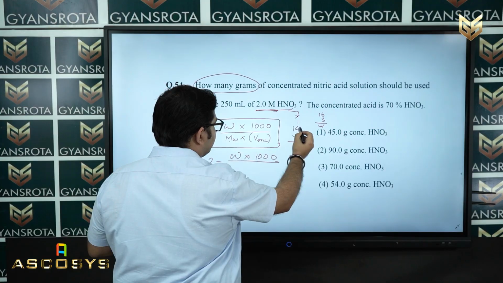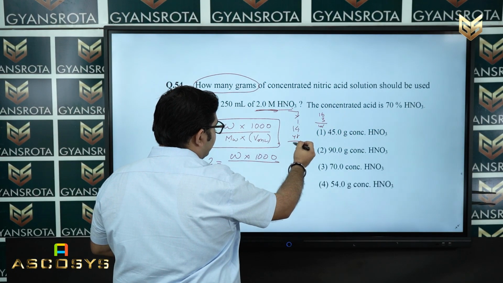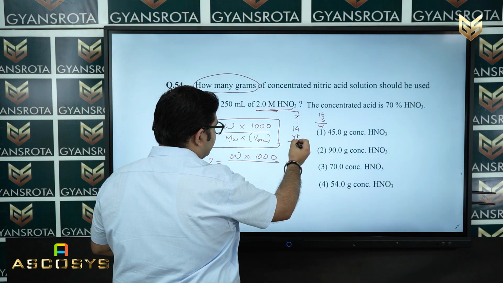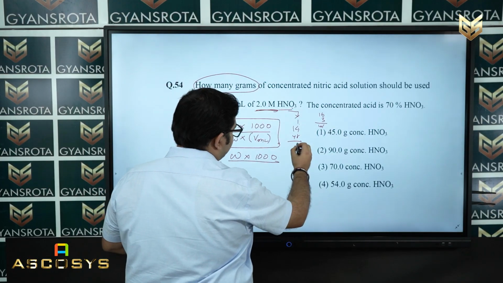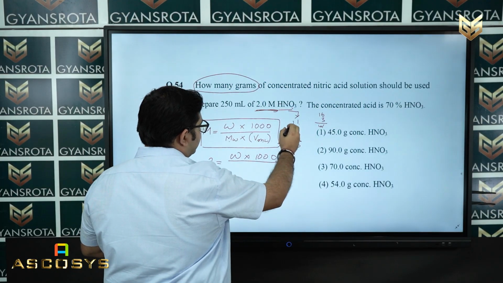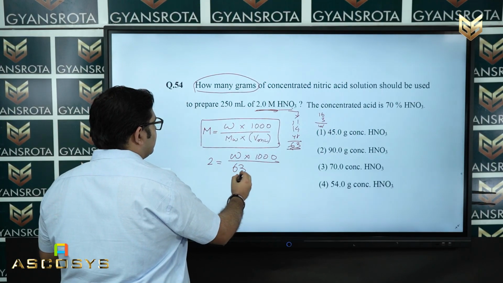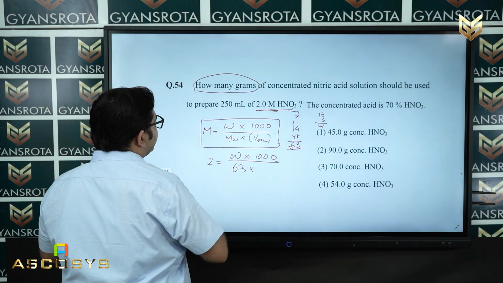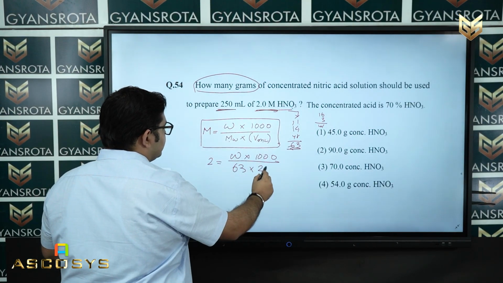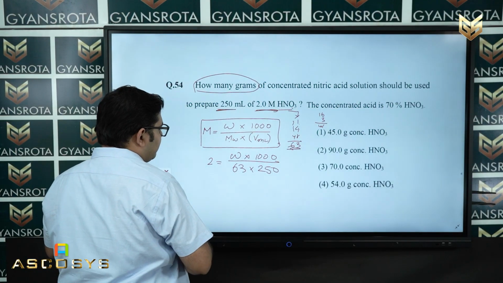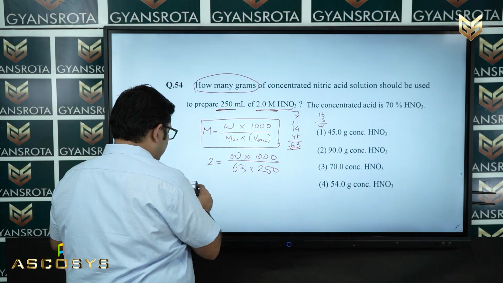Now if you do the calculation, that is 4 plus 1, that is 5, 5 plus 8, 9, 10, 11, 12, 13, 1, that is 2, 4, 5, 6, yeah, 63. So 63 is the molecular weight, and the volume they have given is 250 ml. So 250. Okay. So now just do the calculation here.